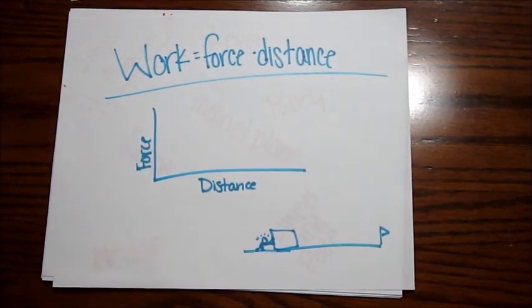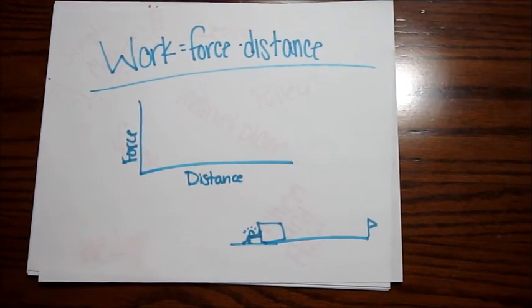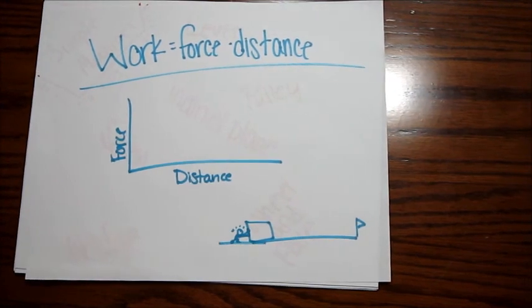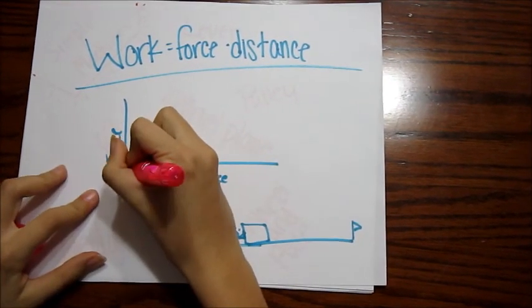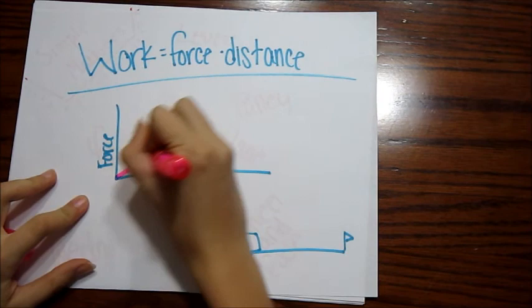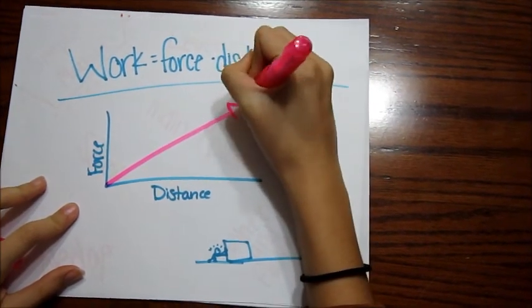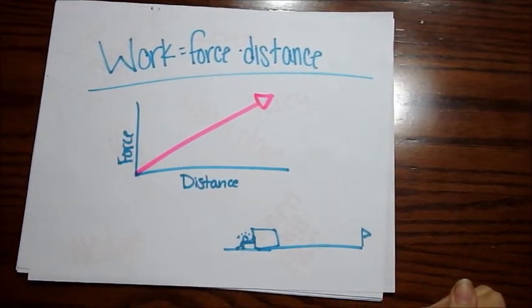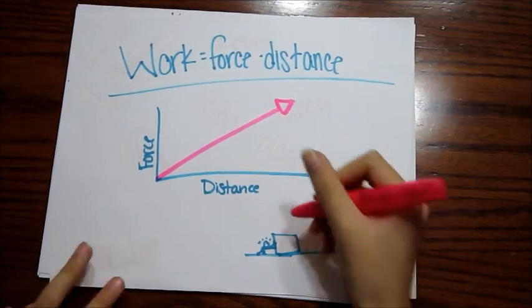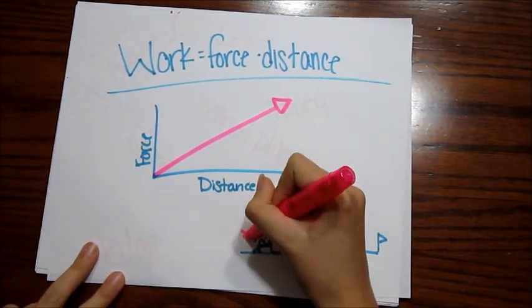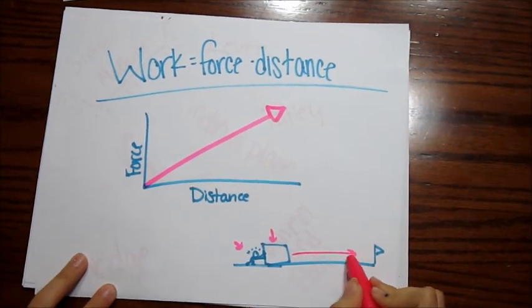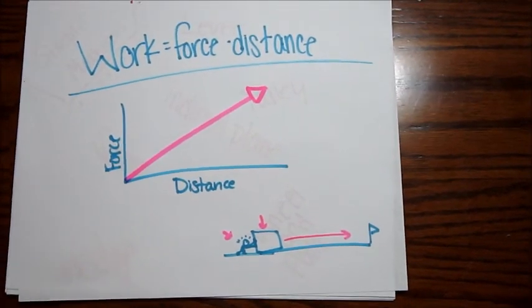Work equals force times the distance. That is a direct variation because on a graph, when you increase the force or increase the distance, the work also increases. Work is done on an object when an applied force moves it through a distance. For example, the man pushing the box.